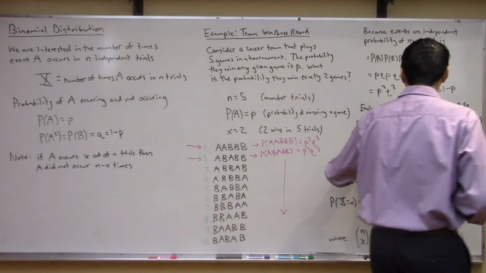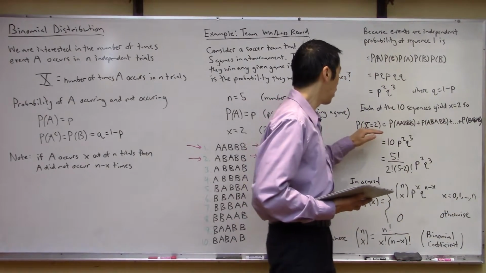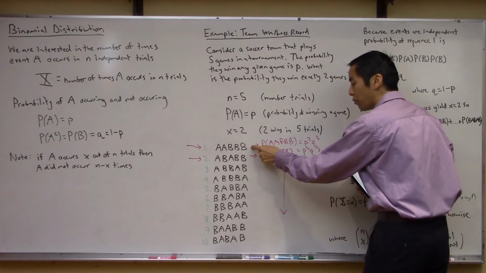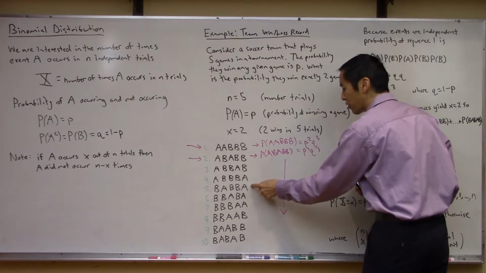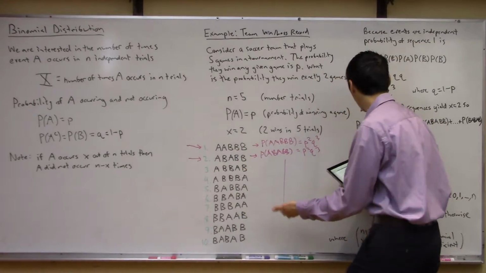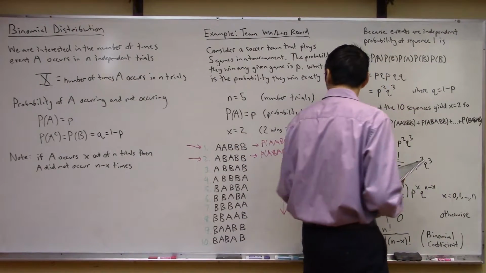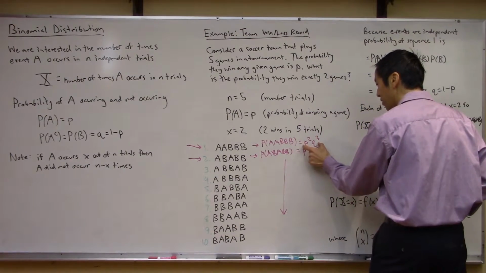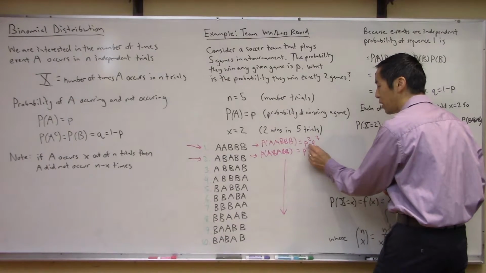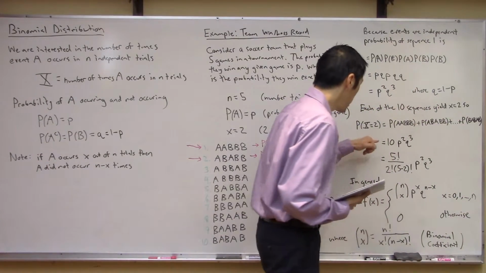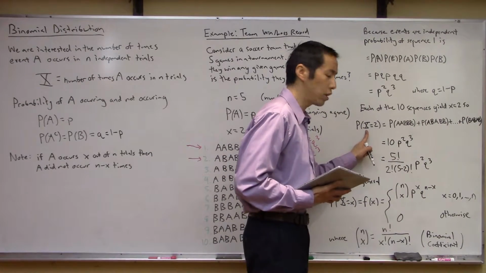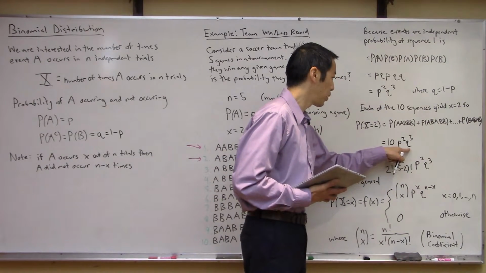So the probability of them winning exactly 2 games is that I have to add this probability to this probability to this and so on. I'm basically adding up the probability of any of these sequences occurring. So it's 10 times this number, because there are 10 possible sequences, and each sequence has a probability of P squared Q cubed. The probability of any of those sequences occurring is 10 times P squared Q cubed.